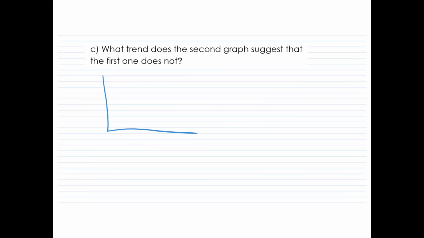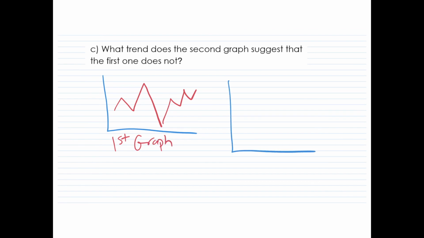The first graph kind of looked like this. Scores were like this, and there was a huge dip, and then it was like this. This was the first graph. You guys can go back. I can't. And the second graph, his test looked like this.